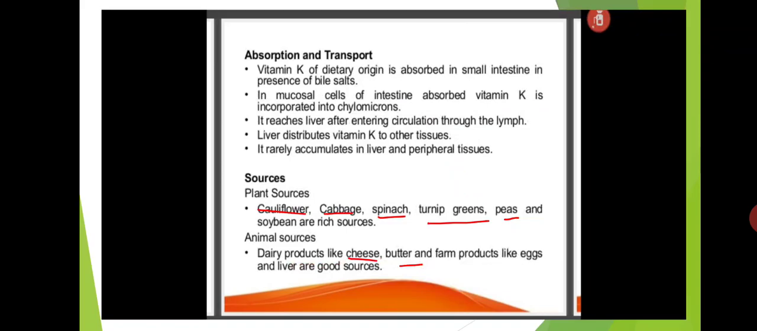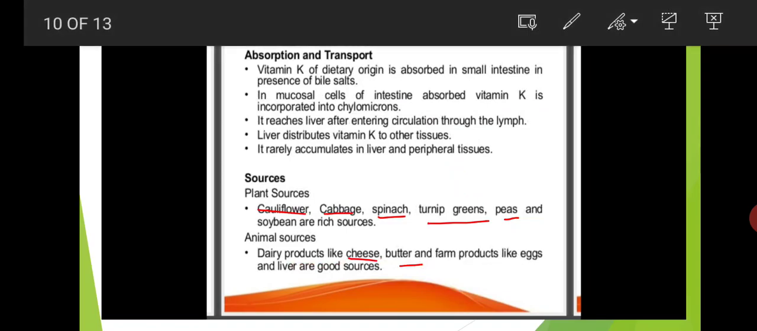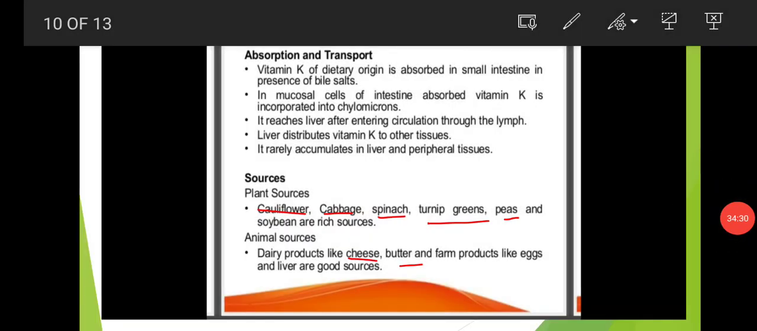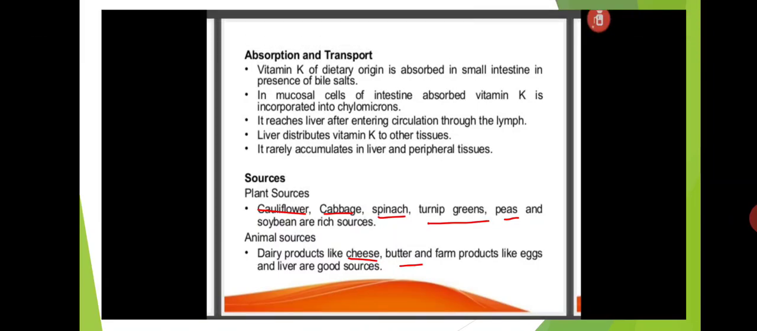The sources are plant sources: cauliflower, cabbage, spinach, turnip greens, peas, and soya bean are the rich sources. Animal sources are dairy products like cheese and butter, and farm products like eggs and liver are good sources.